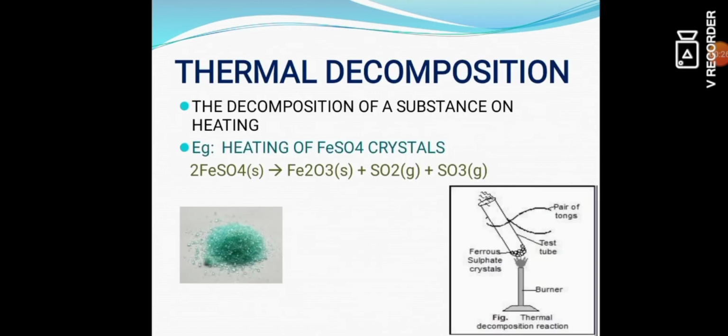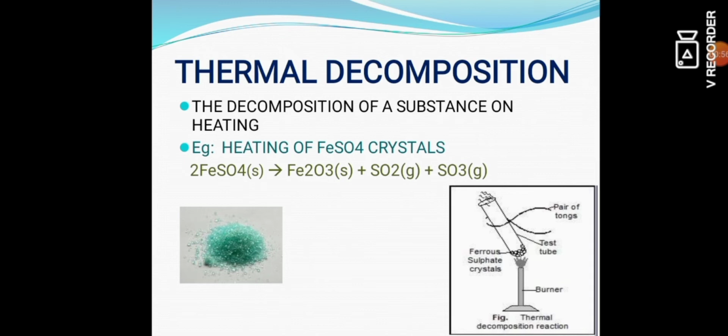First type of decomposition reaction is thermal decomposition reaction. Thermal decomposition reaction means a single reactant breaks down with the help of heating to form simple products. That means the decomposition of a substance on heating is termed as thermal decomposition reaction. Here we can explain thermal decomposition with the help of one example, that is heating of FeSO4 crystals.